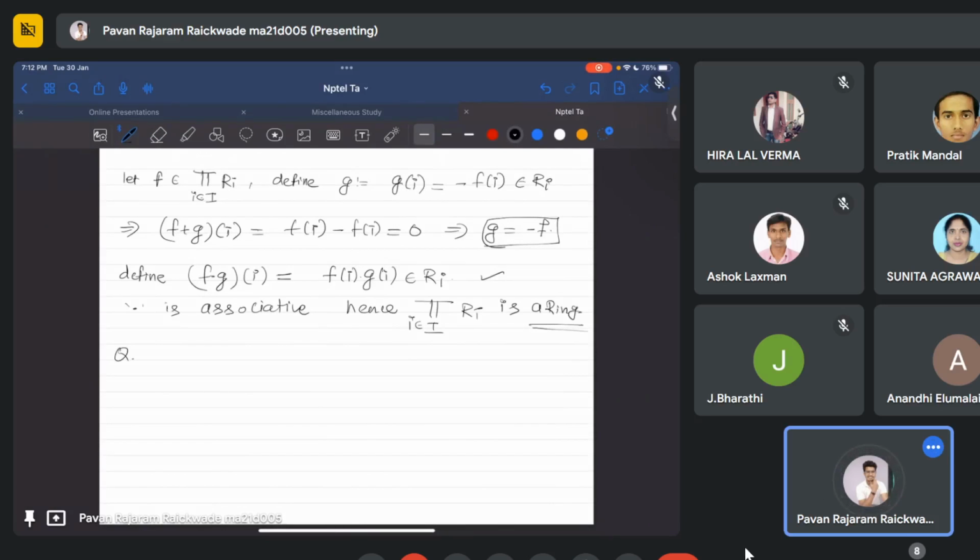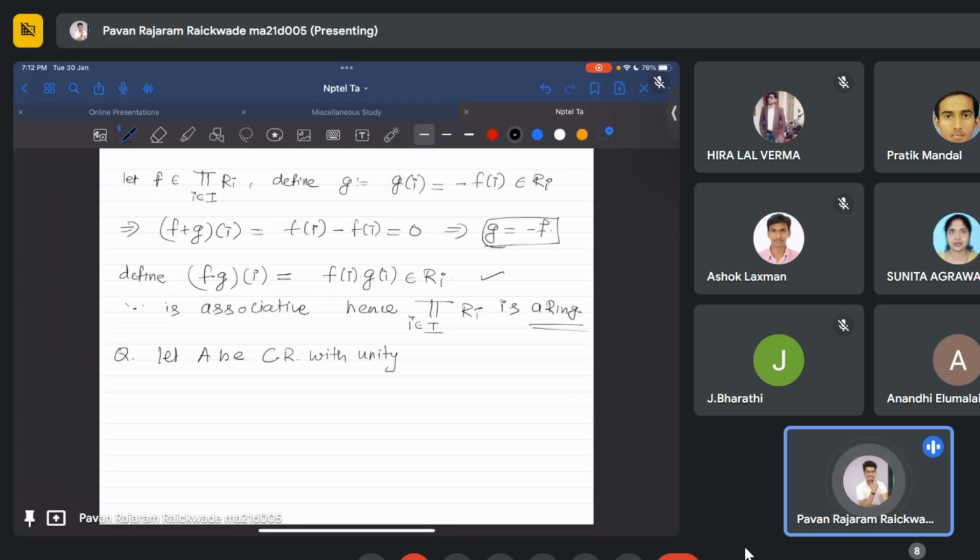okay, so these are the ways to generate more rings from the given ring. I mean, I have known the rings Ri's. Let's say I created the whole product ring, right? Product Ri. Now suppose I have another ring. Let A be a commutative ring with unity.